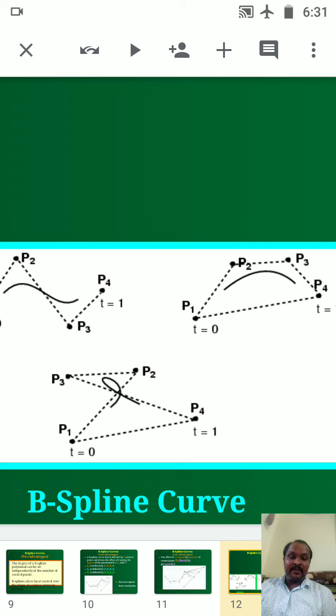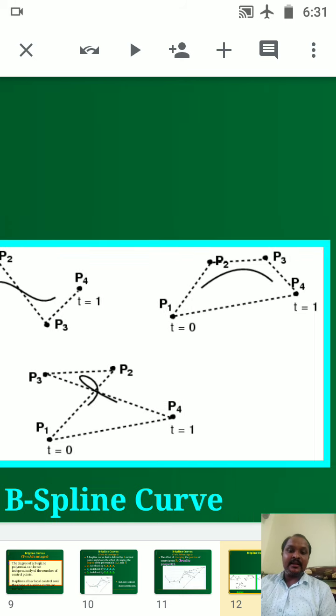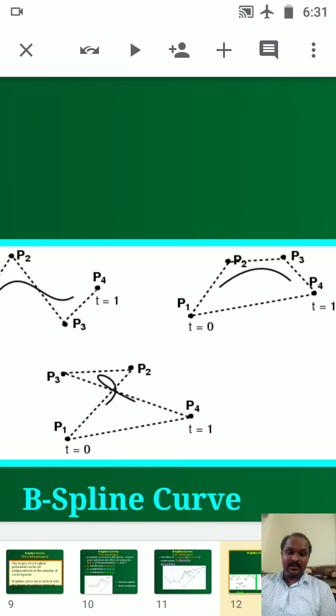But wherever and whenever you are doing the control points, meaning showing the line segment through the control points, that should cover the entire curve. That is very important. You can have a number of control points, no problem, but the thing is that they should entirely cover the spline. That is very important. This will give you the difference between the Bezier curve and the B-spline curve.